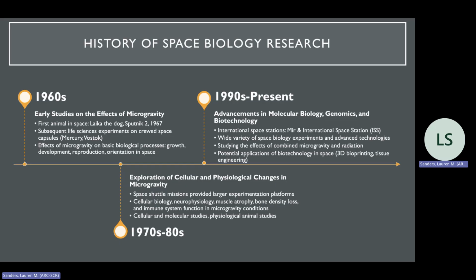And then in the 1970s and 80s, we started exploring more what's happening at the cellular and the physiological level. So with the advent of the space shuttle, the space shuttle mission provided an opportunity for larger experimentation platforms. So we were able to do lots more cellular biology work, immune system, bone density assessment, and to fly more animals.